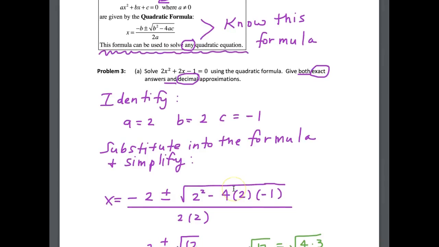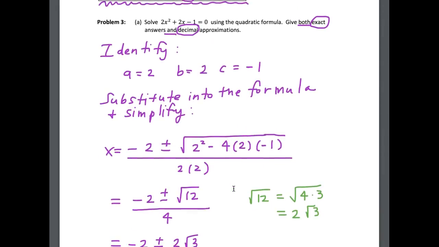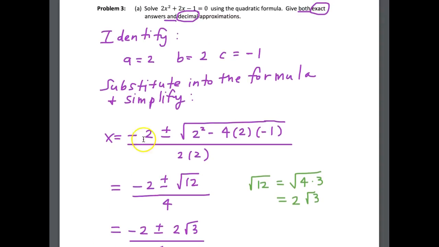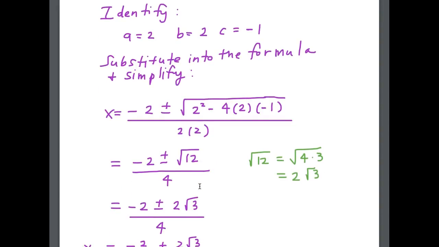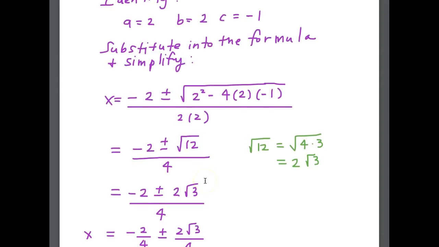We're going to substitute this into the formula and then simplify it. So we have -b, which is -2, plus or minus the square root of b squared. B is just 2. 2 squared minus 4 times a times c, all over 2a. When you put this in your calculator, this should be 4 minus 4 times 2 times -1. You should get a positive 12. And the denominator is a 4.